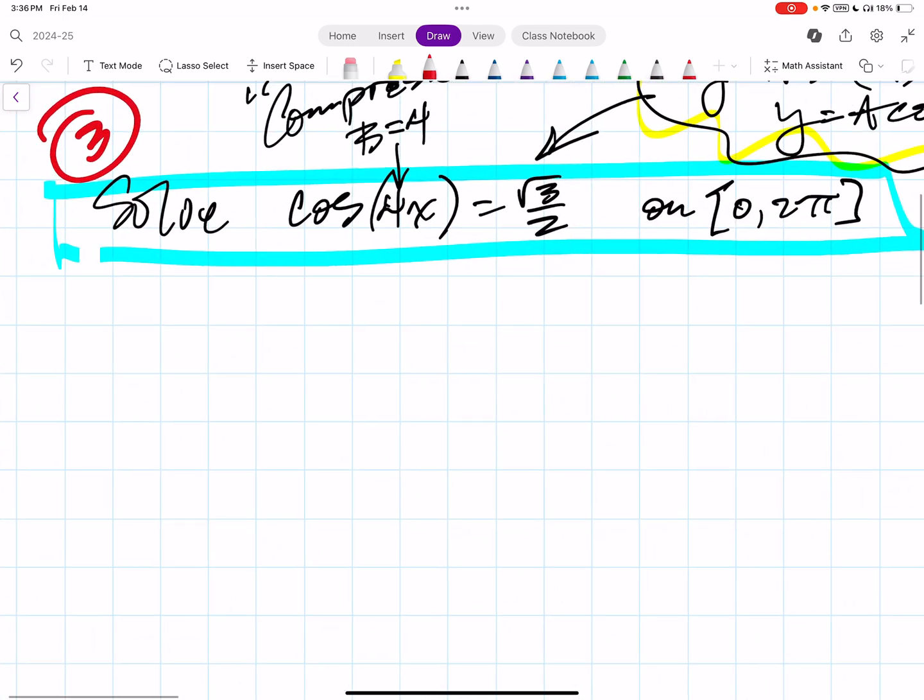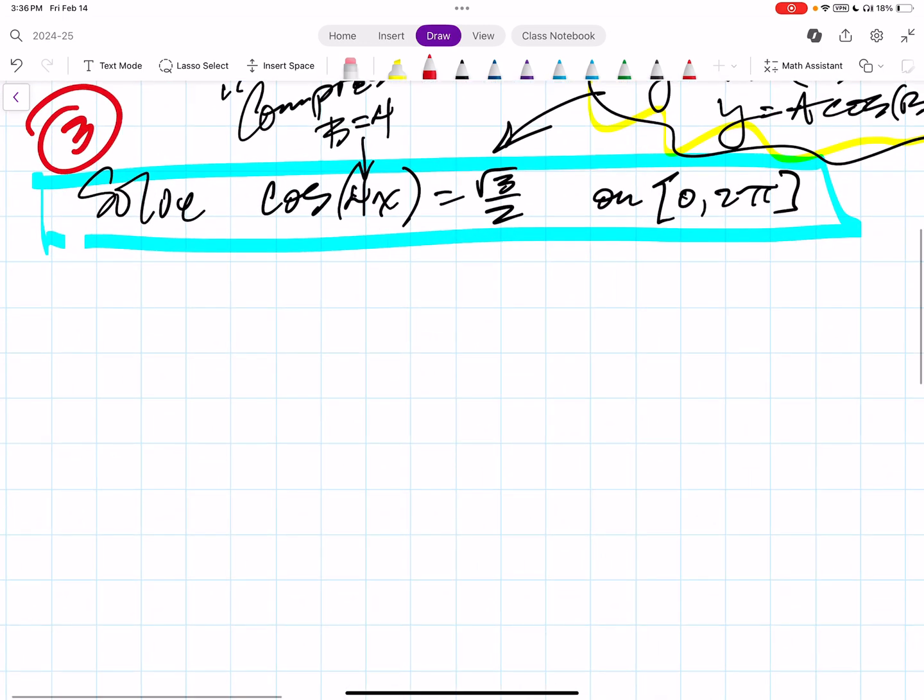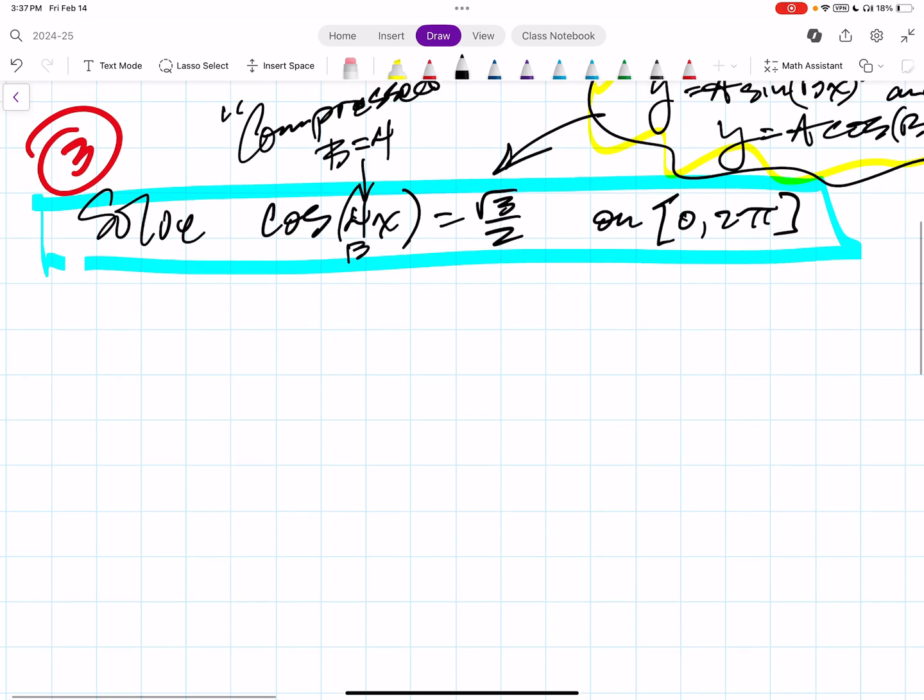Now let's take a look at number 3. Here, solve cosine of 4x equals root 3 over 2. All right, so here we go. We have to take the inverse cosine, right? Okay, so now what do we do? Now b is 4.